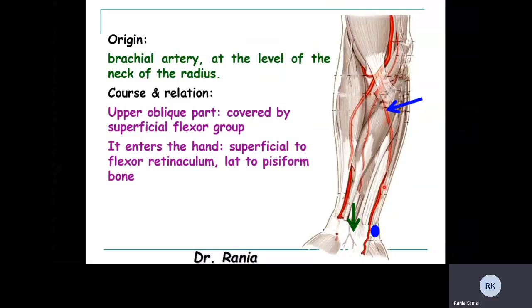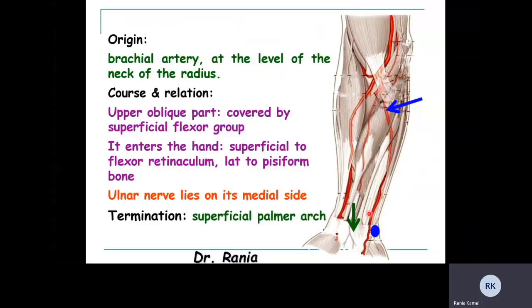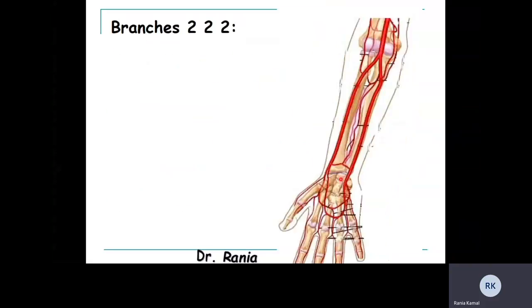Then it will enter the hand by passing in front of, or superficial to, the flexor retinaculum, lateral to the pisiform bone, and the ulnar nerve passes medial to it, or on its medial side. At its termination, it will form the superficial palmar arch.